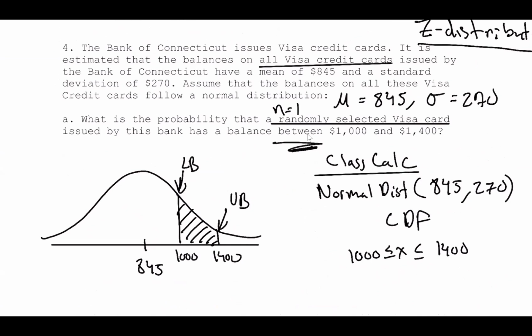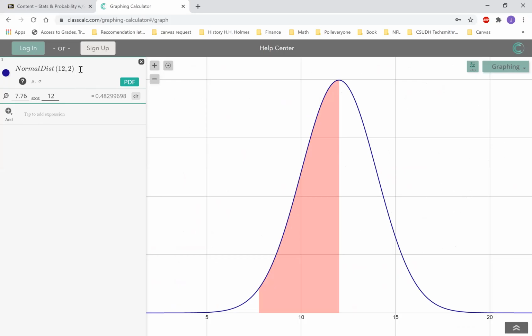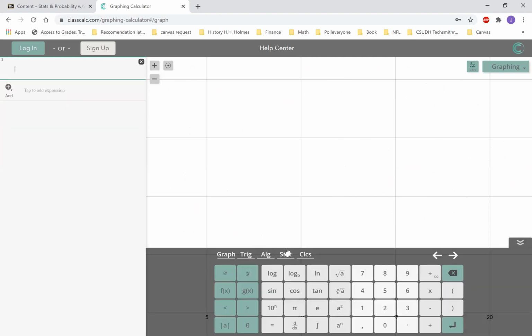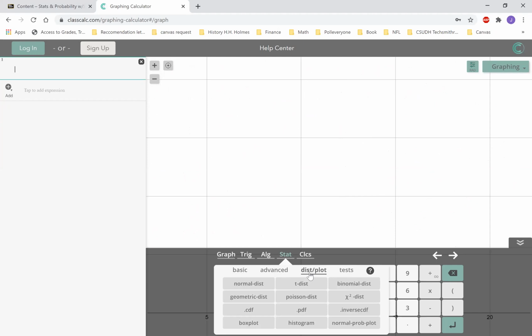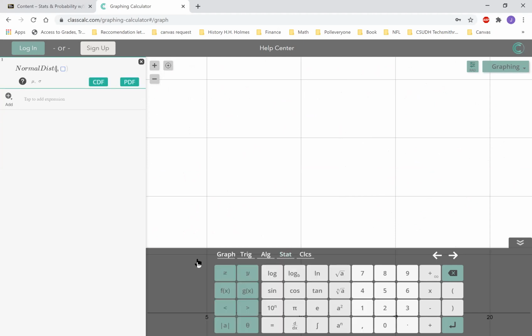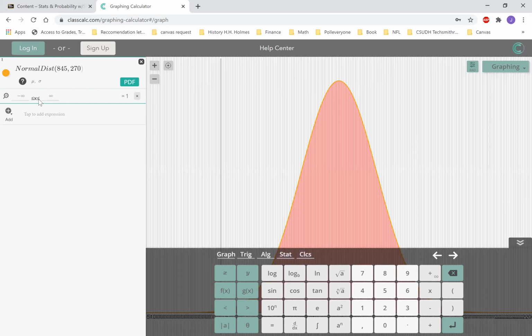All right, so let's go to ClassCalc to enter this. So once again, in ClassCalc, we go to stats. You want to go to distribution, and we do a normal distribution. So for the normal distribution, you want to say mean is 845. You want to say sigma is 270. And then what you want to do is CDF. If you want to get the picture of it, you can do that.